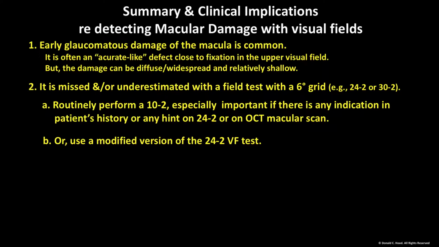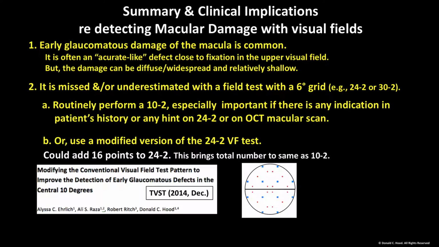The alternative is to use a modified version of the 24-2. The Octopus has a G program, and Zeiss is working on a version of 24-2 that makes use of this work that we've published a couple of years ago, arguing that you could add 16 points to the 24-2, bringing the total number to the same total number as the 10-2, so you haven't increased the time, really, for doing it, and at the same time do a much better job of detecting damage. You'll see progress, I think, in modifications of visual field test points in the next couple of years.